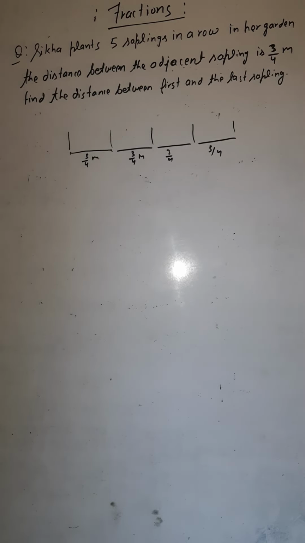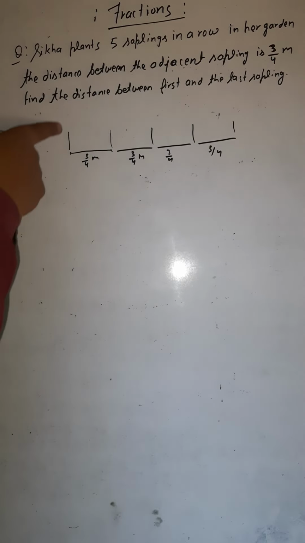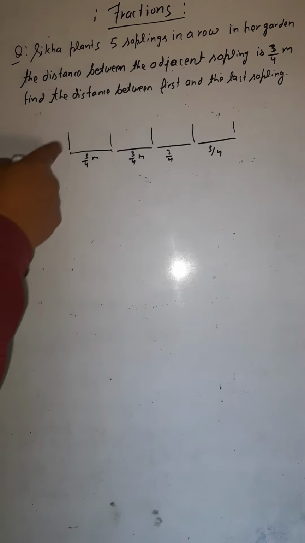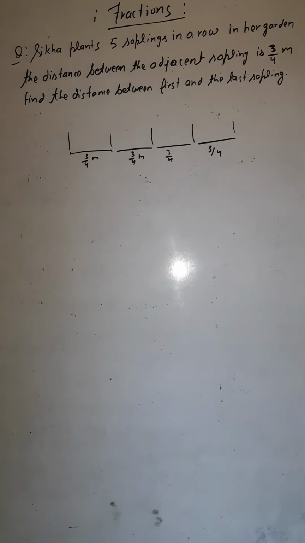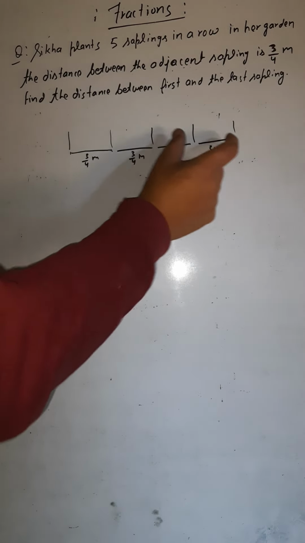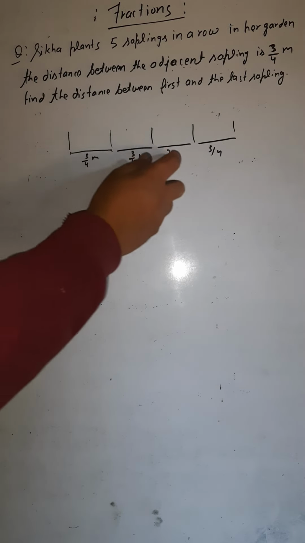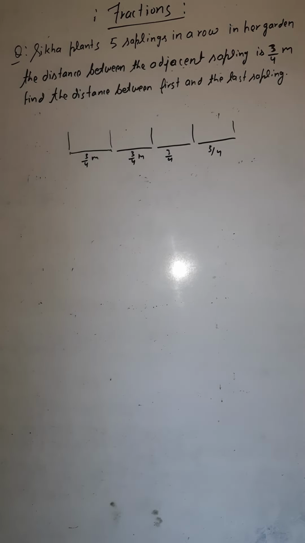Okay. So what do you have to find out? Find the distance between the first and the last sapling. First sapling and the last sapling, means from here to here. How much is the total distance? We have to find it. The distance between adjacent saplings is 3 by 4 here, 3 by 4 here, 3 by 4 here, 3 by 4. So from here to here, how many times is 3 by 4? 1, 2, 3, 4. Are you getting it?